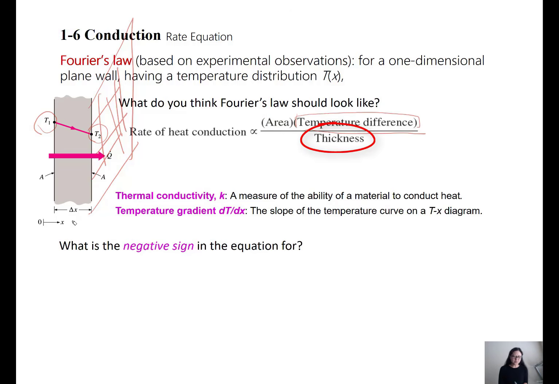The thickness of the wall plays a role here. The thicker the wall is, the more time it takes for heat to be transferred from one side of the wall to the other side of the wall. What else? Yes, the material of the wall matters. Is the wall made of metal or wood? Well, of course, heat rate is going to be different. Now we are ready to write Fourier's law.